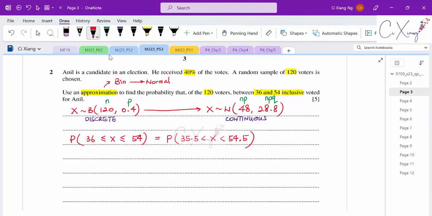Okay, and since I know that this is a normal distribution, to find the probability I need to standardize to z first. How to standardize? I take the value of x minus the mean, so minus 48, divided by the standard deviation, which is the square root of 28.8. The 28.8 itself is a variance, so I need to take the square root of the variance to get the standard deviation. Similarly, for the value 54.5, I have to subtract the mean and divide by the standard deviation as well.